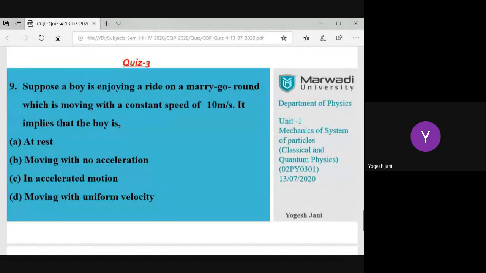Hers, what is your answer for this question? You can type also, no problem. Anybody? Okay, Kusi, Isil, Vital. Okay, Hers's answer is B, moving with no acceleration. Now anybody else? Yes, Hers has given it. Now see.